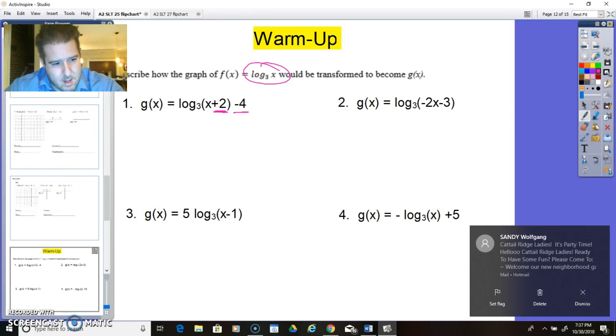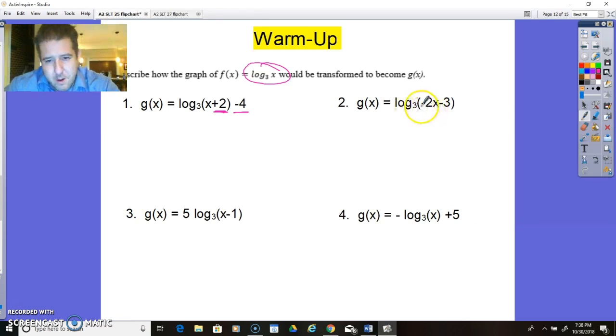And this one over here is a reflection over the y-axis because it's a negative. And this 2 is actually a horizontal shrink. So that's actually stretching it out. It's shrinking like this. And the minus 3 makes it translate down 3. So there's 3 transformations going on here.